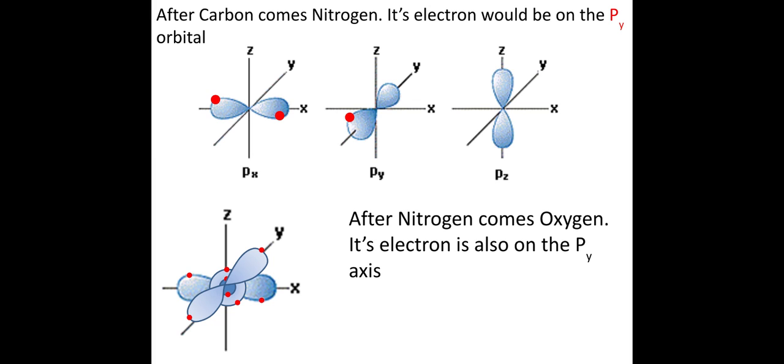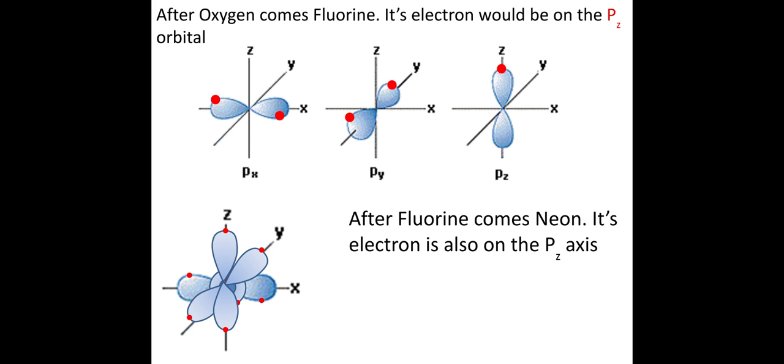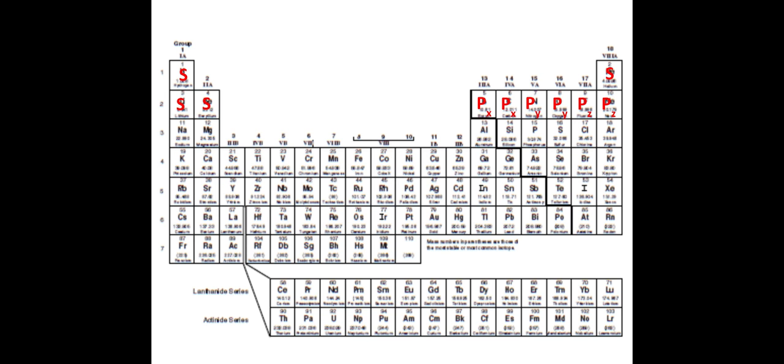After nitrogen comes oxygen. Its electron is also on the py axis. That's how those electrons are arranged on the axis. So when you're done with period 2, you always go to period 3 and so on. With period 3, we start with the s orbital that covers period 1 and period 2. So you go through these ones.